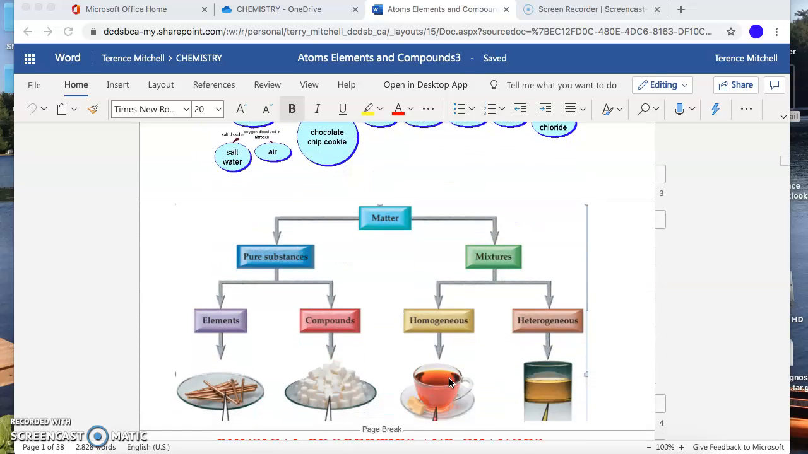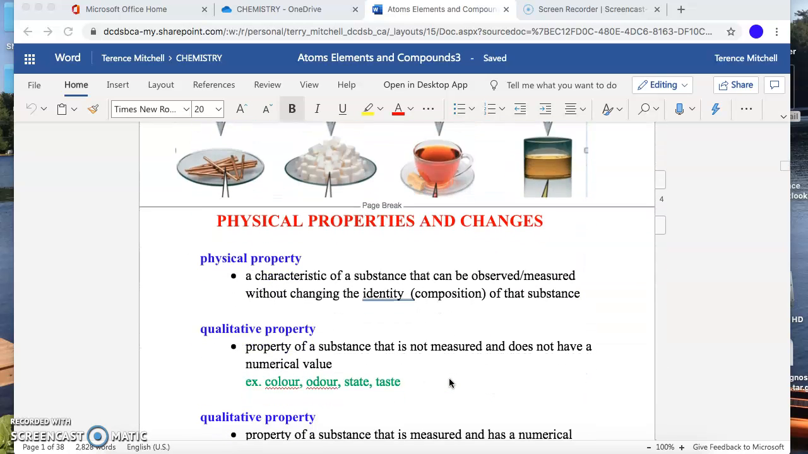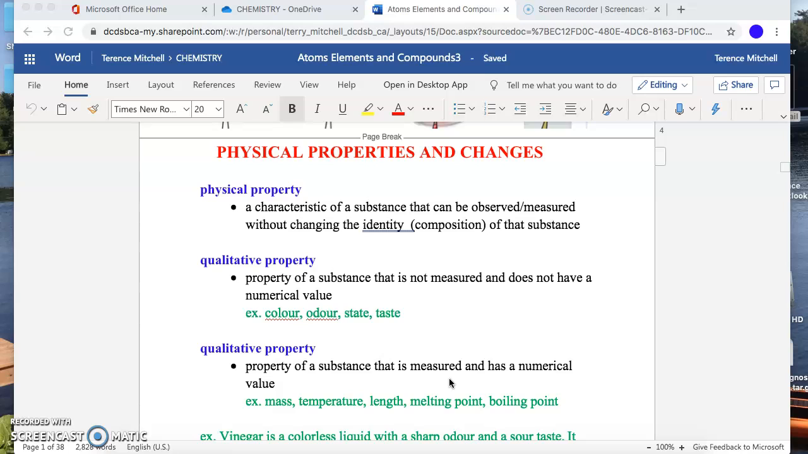So we have this full chart. You did have copies of that. If not, the notes that I'm sending you, you will now have new copies. We started to get into physical properties and changes. So a physical property is a characteristic of a substance that can be observed or measured without changing the identity.